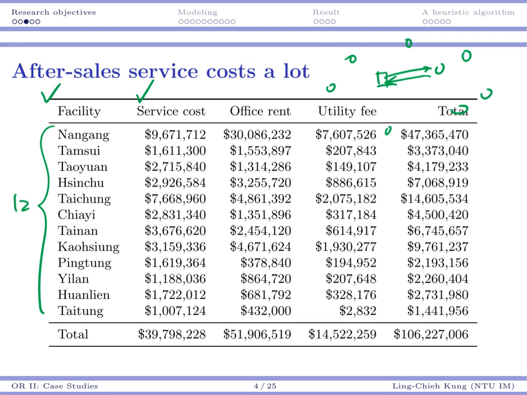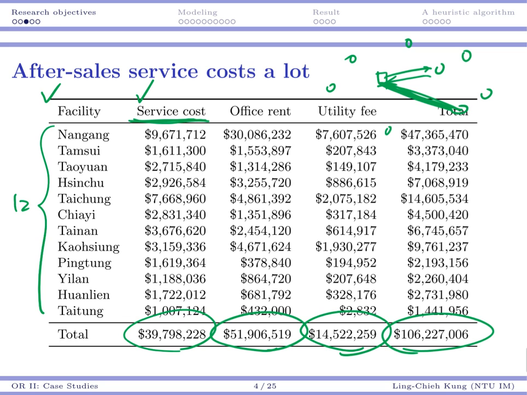So for those company cars, you need to pay for the oil. You need to pay for the car maintenance fees and so on. And those fees are called service costs. That's the cost for you to provide the services, or to specifically travel between your facility and the customer sites. All in all, this and that altogether is roughly 100 million NT dollars.